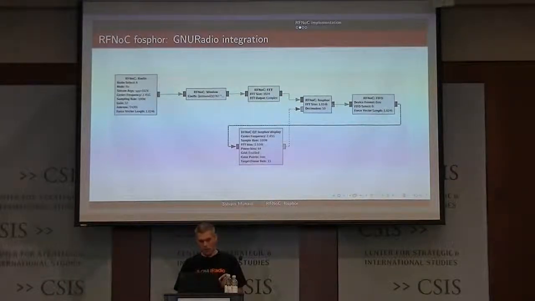And then here starts the output of Fosphor. If you notice the color of the block, it's dark purple. It's because it's a byte vector. What comes out of this block is not complex samples, it's not float, it's not anything. It's interpreted as bytes because it's a completely custom format. The only part that's going to actually look at this data is this second block here, which is the QT Fosphor display.